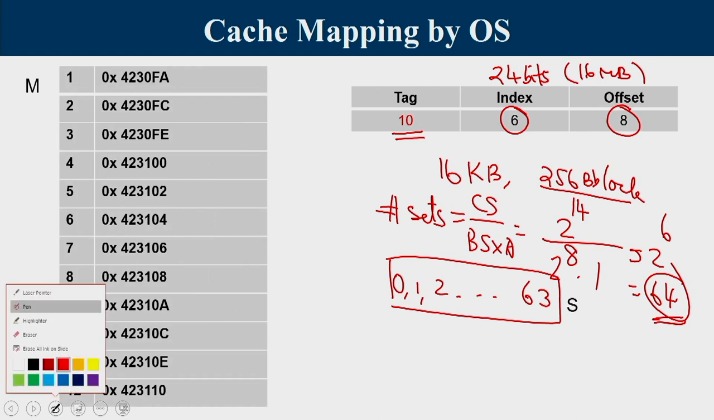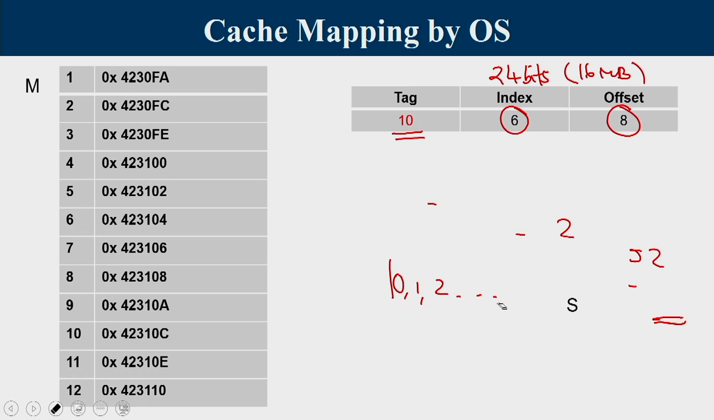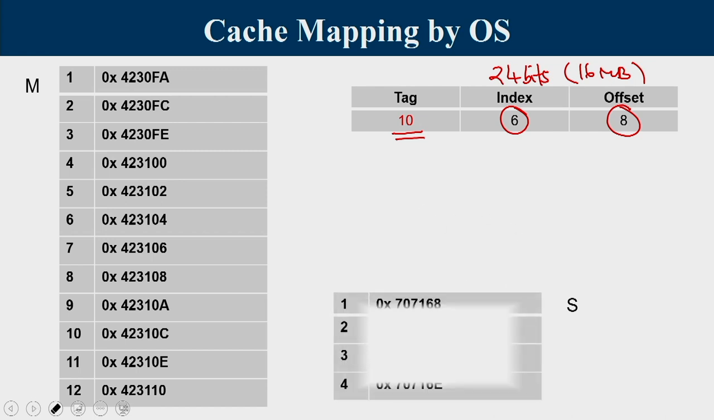Now, the next thing we want to know is where this main program M and the subroutine S are being organized. As given in this question, the main function is stored in location 0x4230FA and each instruction will take 2 bytes. Each instruction as well as data word is 2 bytes.